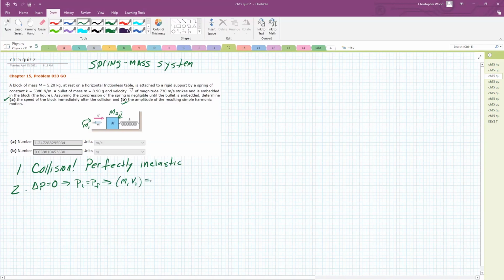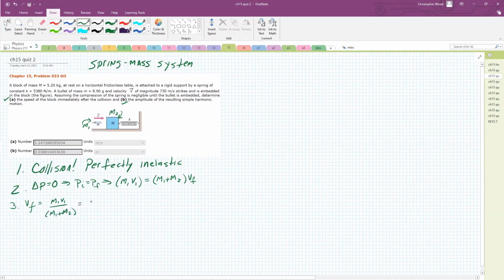What is my momentum after the collision? Well, M1 and M2 become a single object. The bullet embeds itself in the block, and then this would be V final. So let's solve for V final. V final is going to equal M1 V1 all over M1 plus M2.